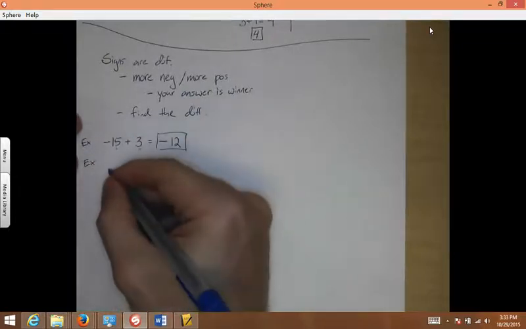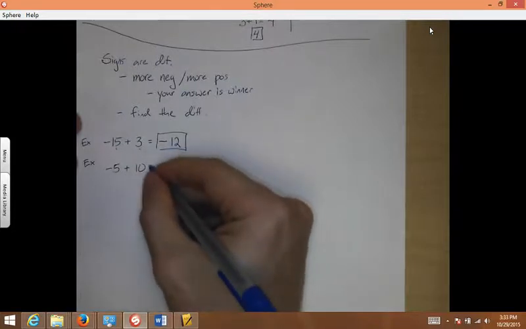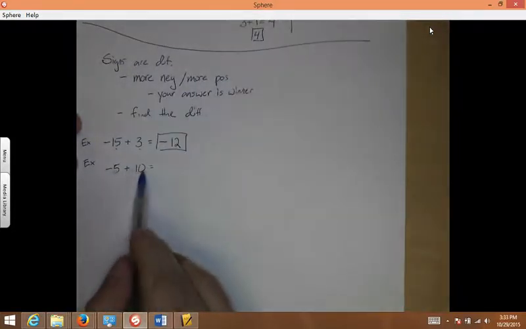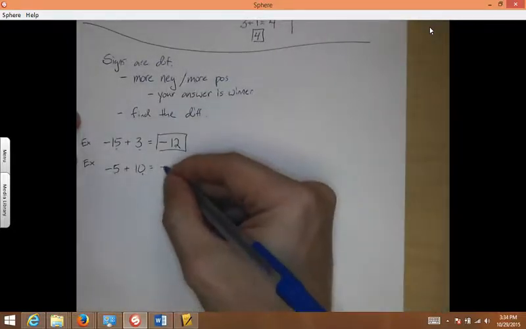Let's do -5 plus 10. Well, do I have more negatives or more positives? I got 5 negatives here, I got 10 positives here, so I have more of the positives, so my answer is going to be positive. You can put a plus here if you want to.